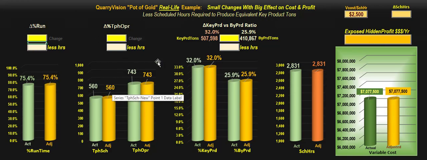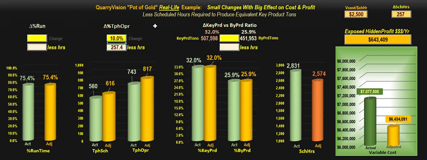Applying the same logic on the production rate, you will see an average of 560 tons per scheduled hour for the year, and 743 tons per operated hour. This plant has the measured capability to operate continuously at over 900 tons per hour, if the pit is operated to maintain adequate surge material. Increasing the rate per operated hour by 10% increases the annual rate to 817 tons per operated hour. Well below measured plant capability.